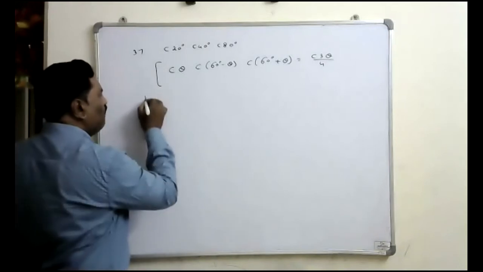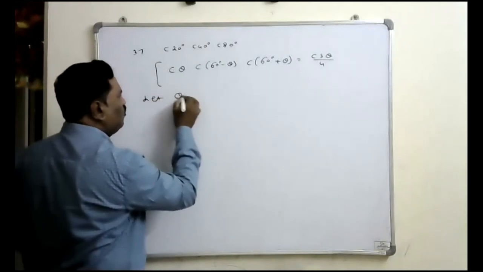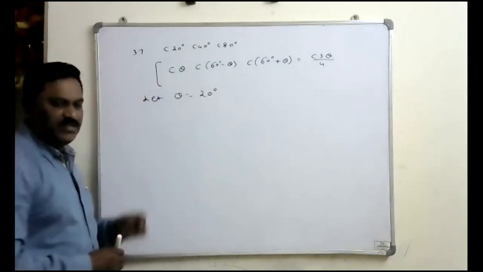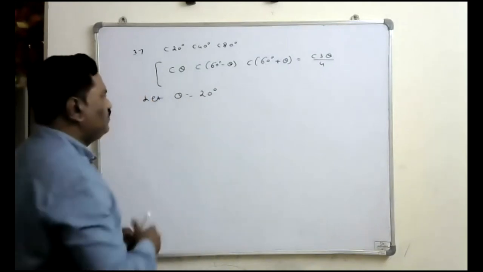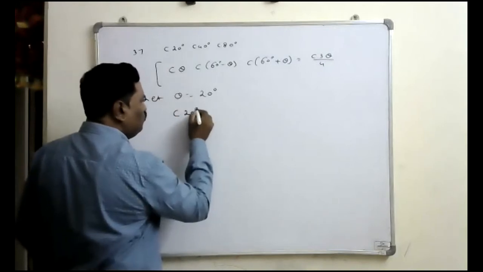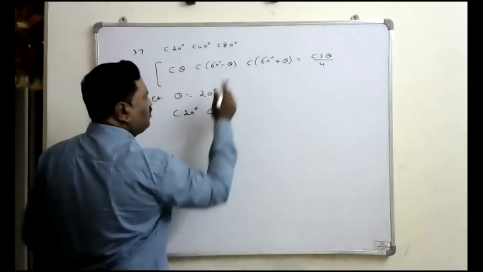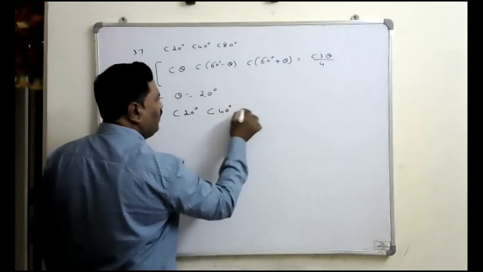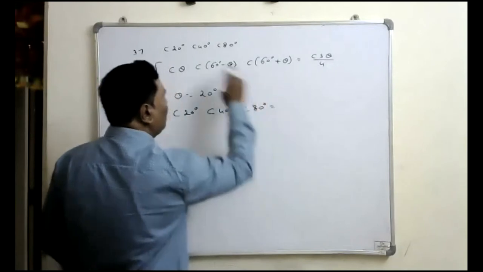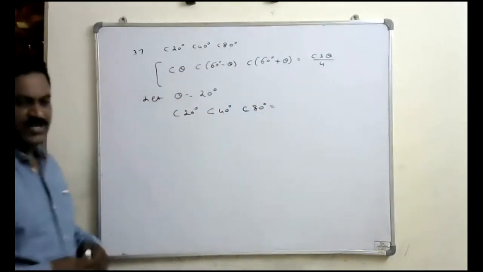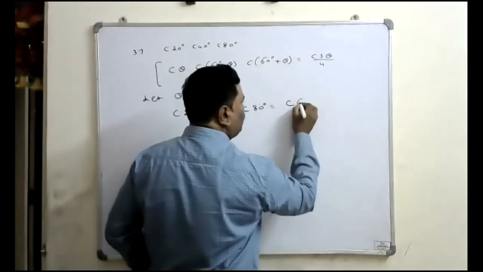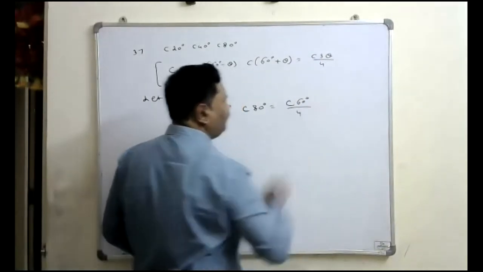In this, I will substitute theta is equal to 20 degrees. We get cos 20 into cos 60 minus 20, which is 40 degrees, into cos 60 plus 20, that is 80 degrees. So exactly that is what we got here. That is equal to cos 3 into 20, that is cos 60 degrees, by 4.